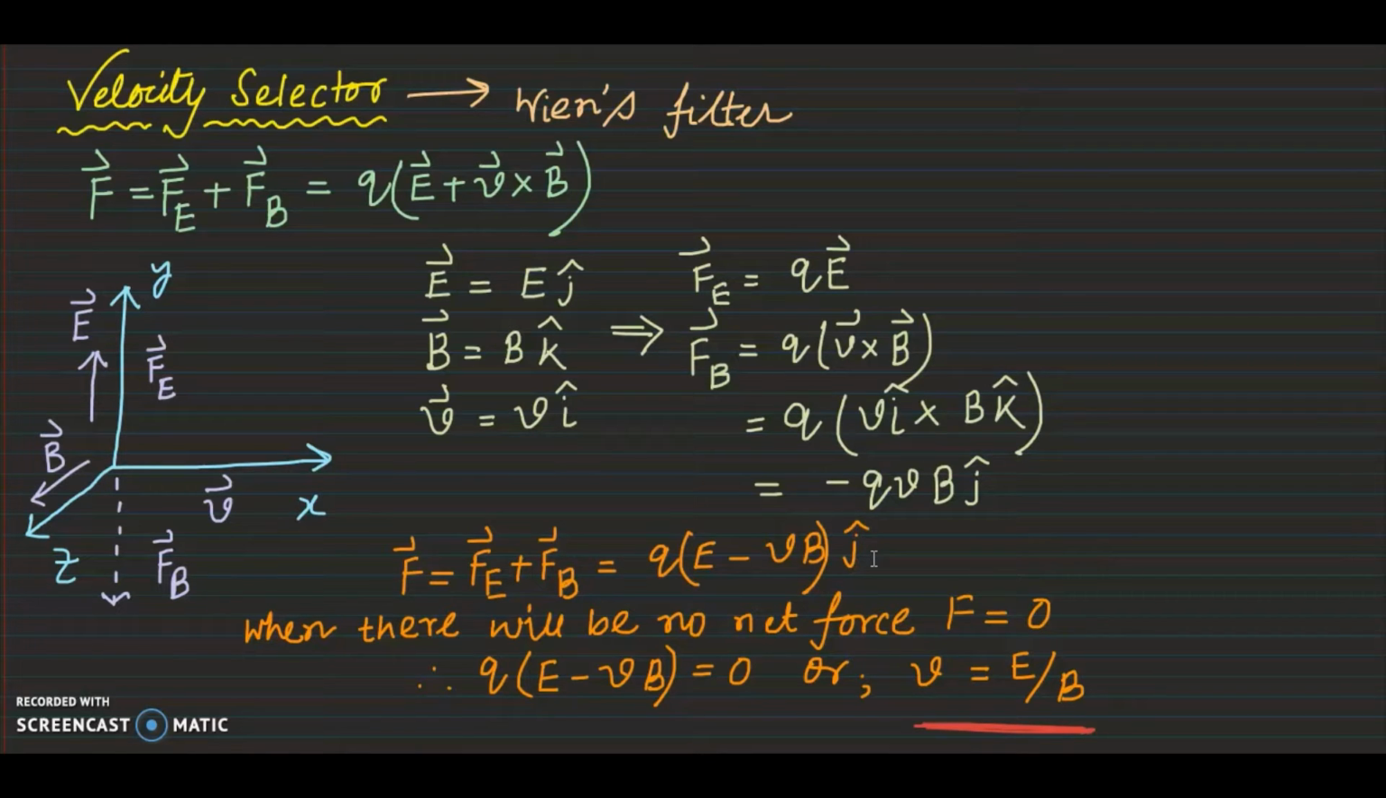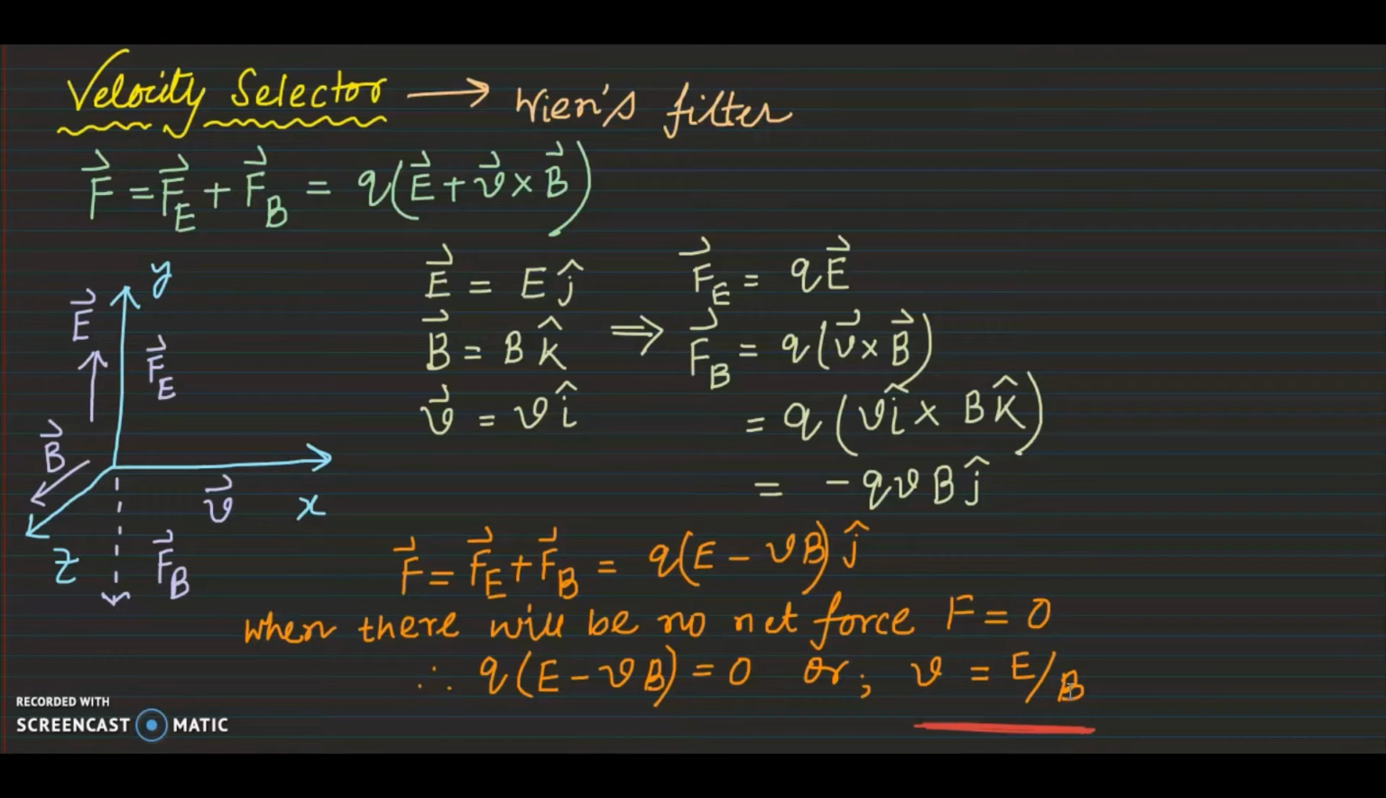So now we can see that in this case the electric and the magnetic forces are in opposite directions. We can adjust the magnitudes of the electric field and the magnetic field in such a way that the magnitudes of the two forces become equal and there will be no net force acting on the charged particle. The charge will move in the fields undeflected. So this happens when there is no net force on the charged particle, so F becomes 0. This quantity becomes 0, q times (E minus vB) is equal to 0, or v is equal to E by B. So it is the ratio of the magnitude of the electric field and the magnetic field.